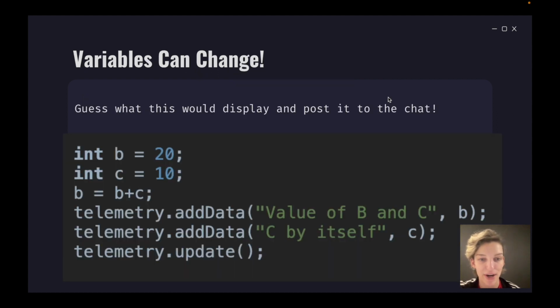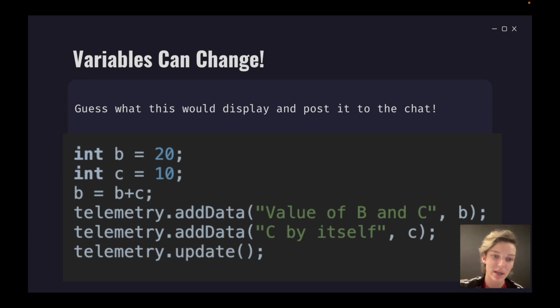So the big thing that's very important about variables is that they can change. Just before we even explain what this code is doing, try to guess what this would display. Just consider that and think about it in your head. And then we'll go over it in a second.